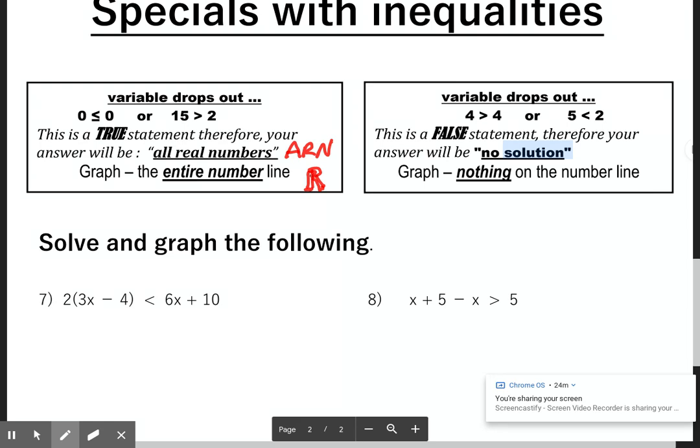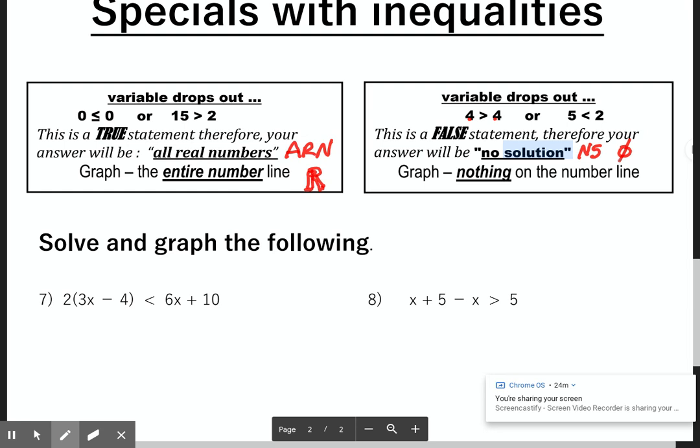Now then, when we get over here to the right side where variables drop out, is 4 greater than 4? No, it's equal to, but there's not an equal sign. Or is 5 less than 2? No, it's false. This is a false statement. Therefore, your answer will be no solution. And remember, before when we put no solution, we could put NS or a circle with a line through it.